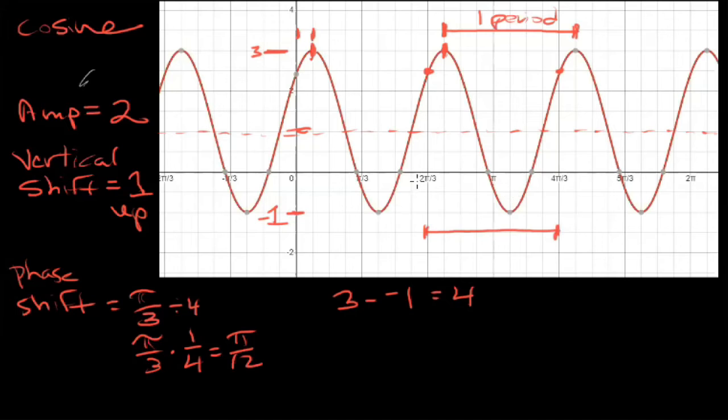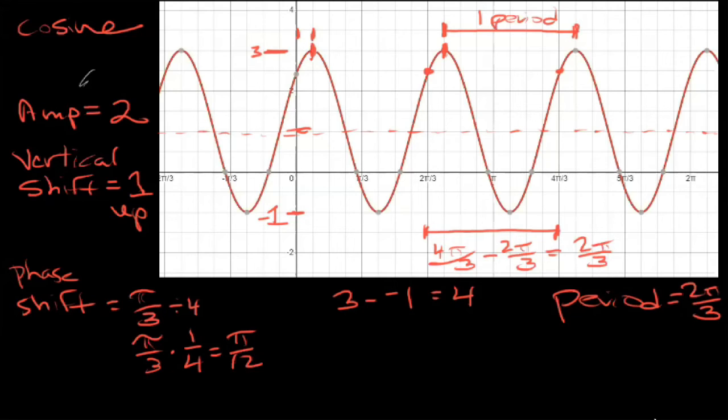And now it's easier to calculate that out because it's 4 pi over 3 minus 2 pi over 3, which is 2 pi over 3. So then that is the period. So my period is 2 pi over 3.